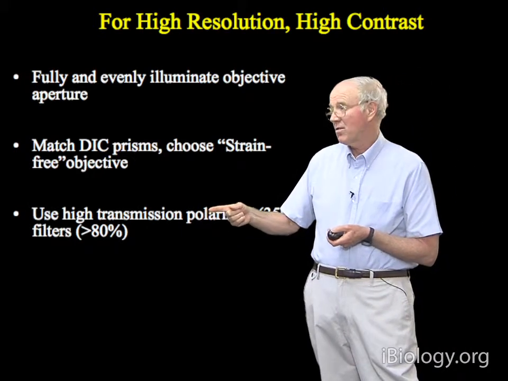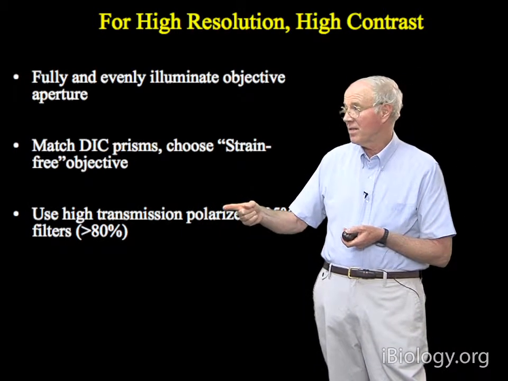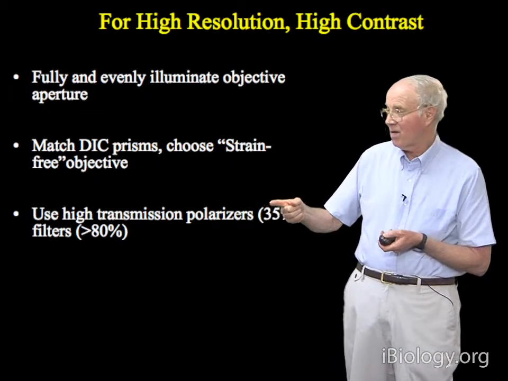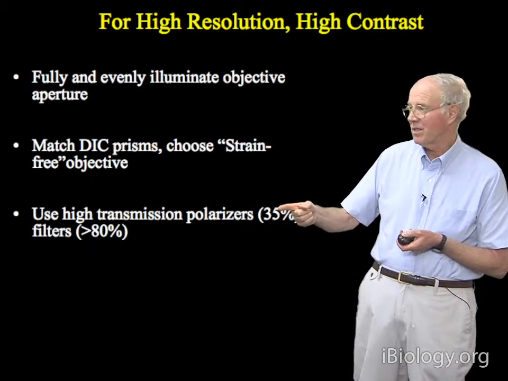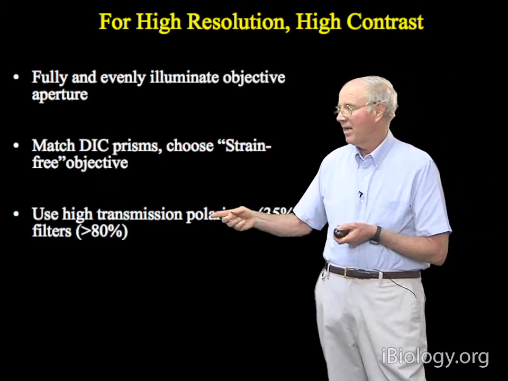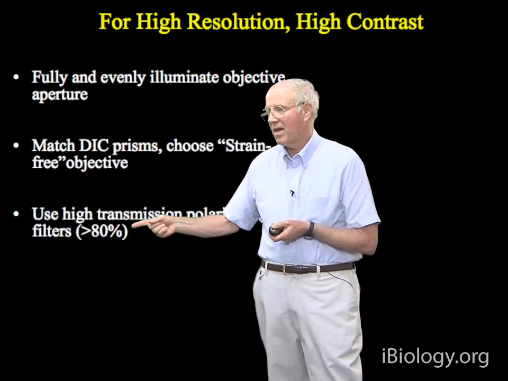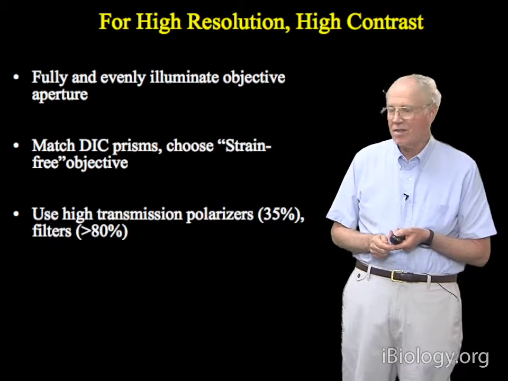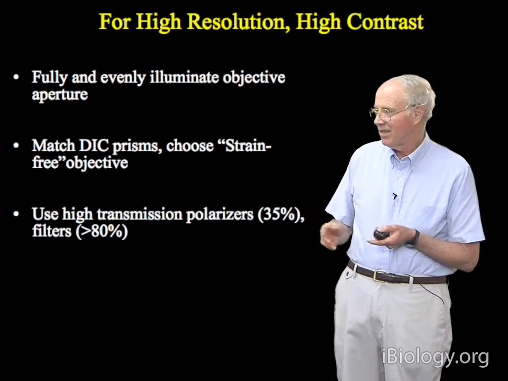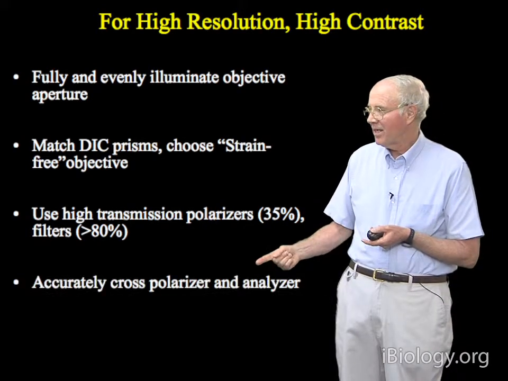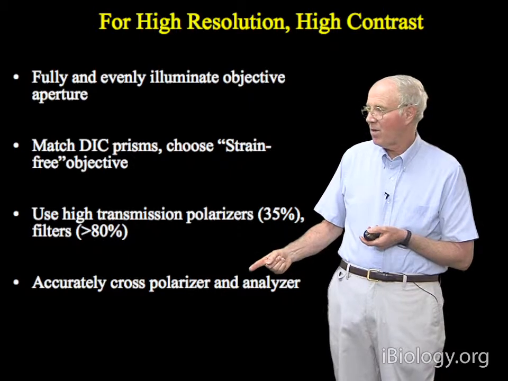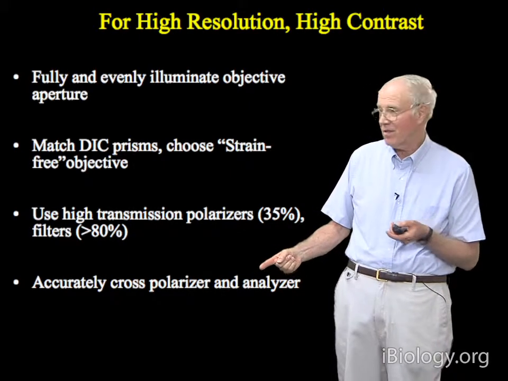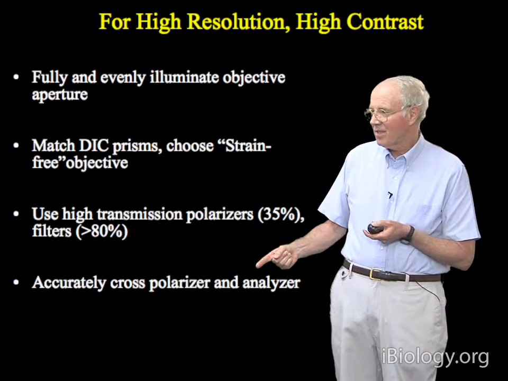Nowadays, we mostly use polarization-type polarizers that have what are called 35% transmission efficiency, and we use filters that have almost 100% transmission efficiency. And so this is easy to do. You have to accurately cross the polarizer and analyzer, which I mentioned earlier. And that turns out to be very important.